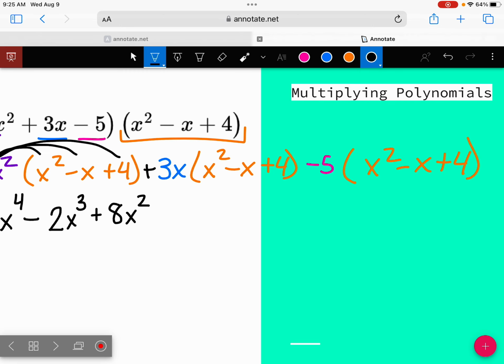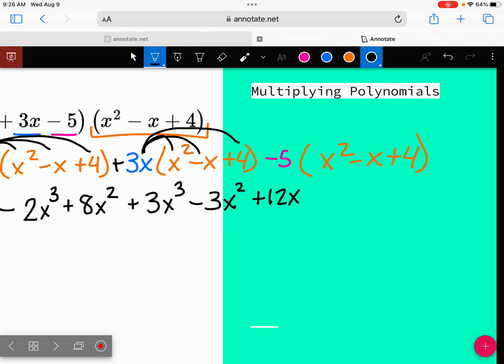And then we get our next one. Plus 3x times x squared, which is x cubed. 3x times minus x gives us minus 3x squared, and we're about halfway through it. 3x times 4 gives us plus 12x. And one more set of terms. See what I mean? It's very easy to get disorganized on this one.